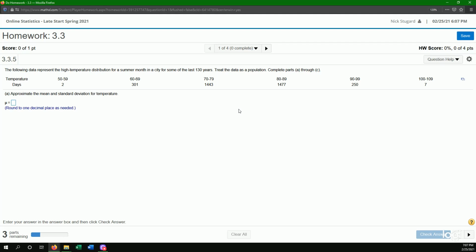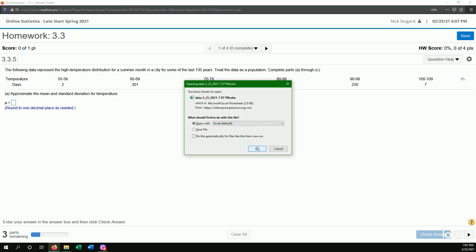Now, again, we're looking at 130 years of data and daily temperatures, which means we have thousands and thousands of data points. We have 200, 300, 1400, 1400, 250. This is a lot of data. So I want to find the mean. The first thing I'm going to do is open up this table in Microsoft Excel.